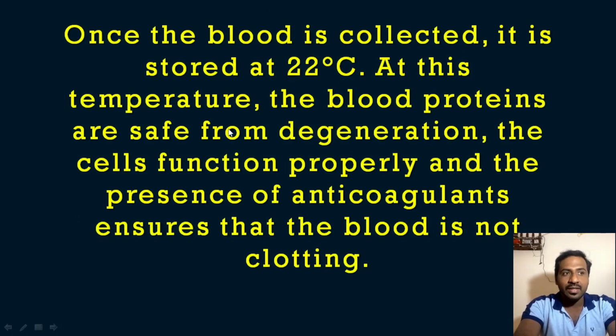At this temperature, the blood proteins are safe from degeneration, the cells function properly, and the presence of anticoagulants ensures that the blood is not clotting. So this is the reason why we have to keep the collected blood at 22 degrees Celsius. The blood proteins will be safe from degeneration, the cell functions properly, and the presence of anticoagulants ensures that the blood is not getting clotted. So this is the explanation for that.